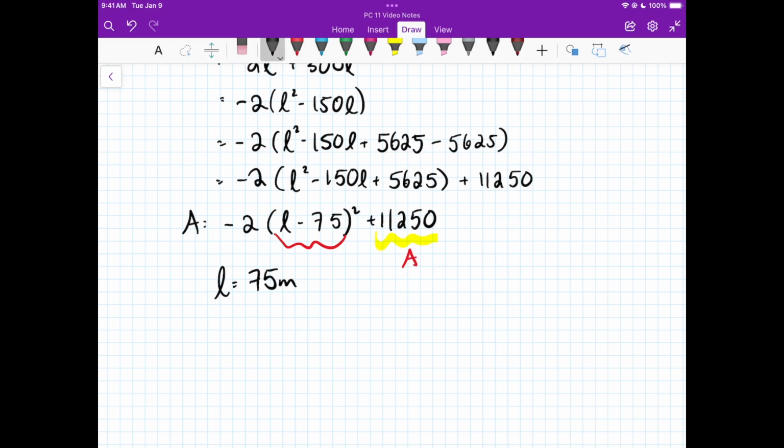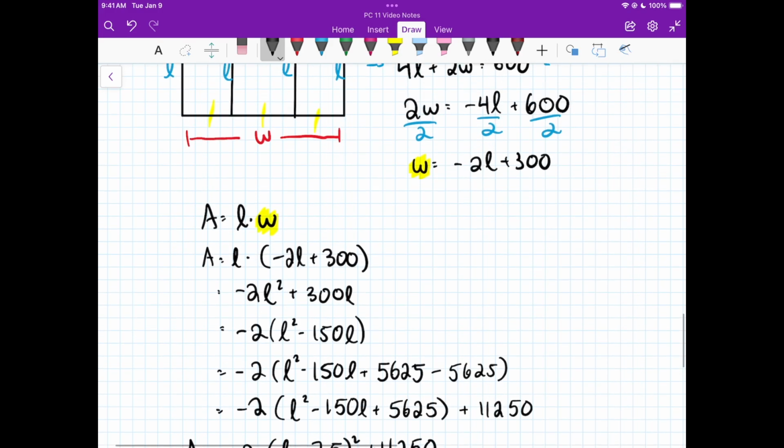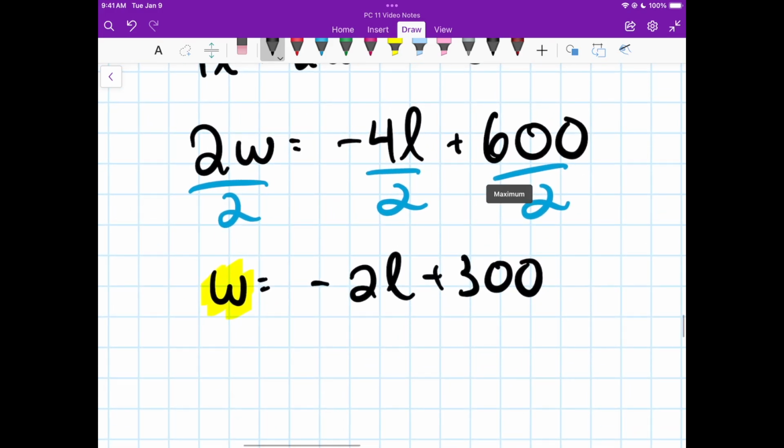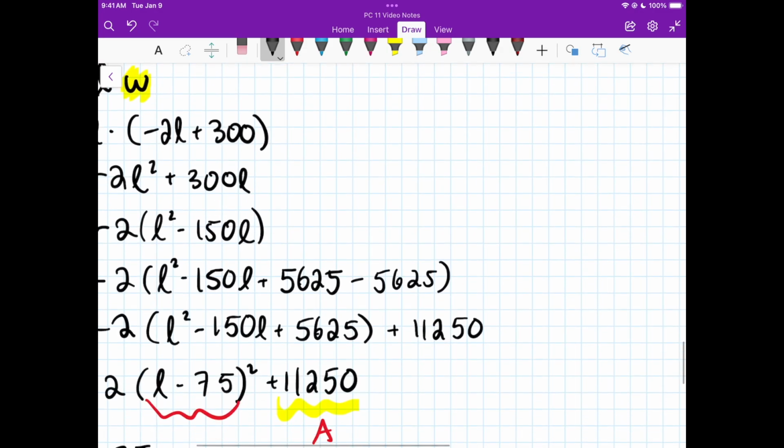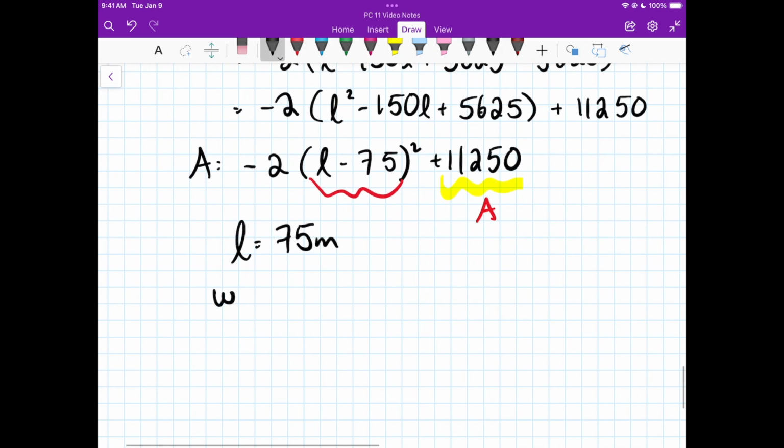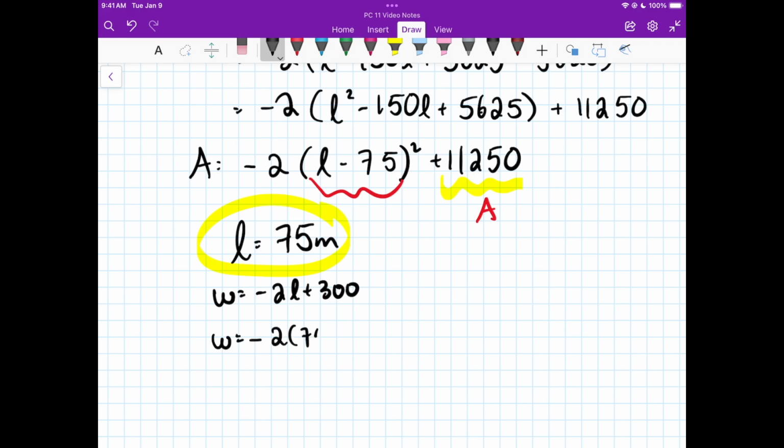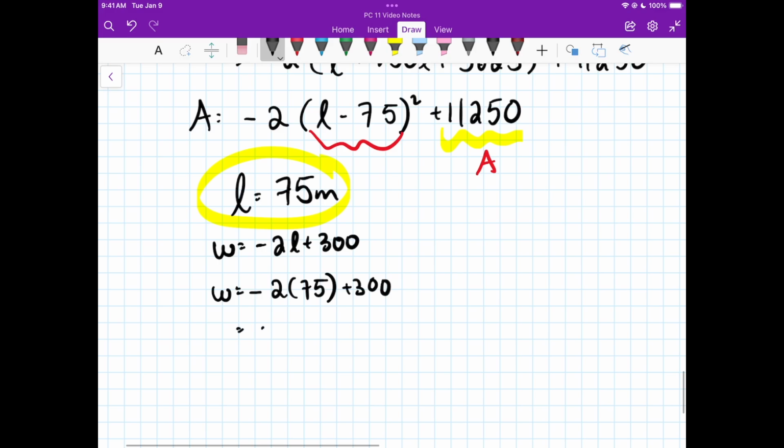And now we want our width. So we go back to that equation that we so helpfully made up here and say our width was negative 2L plus 300. So if we take this 75 that we just found and plug it in for L there, our width is negative 2 times 75 plus 300, which is going to be negative 150 plus 300, which is just 150. And so there we go. We've got our length and we've got our width.